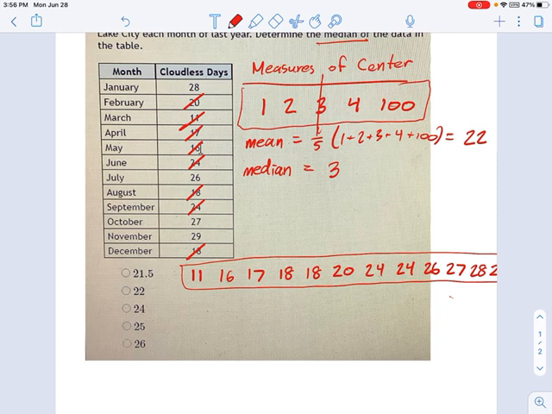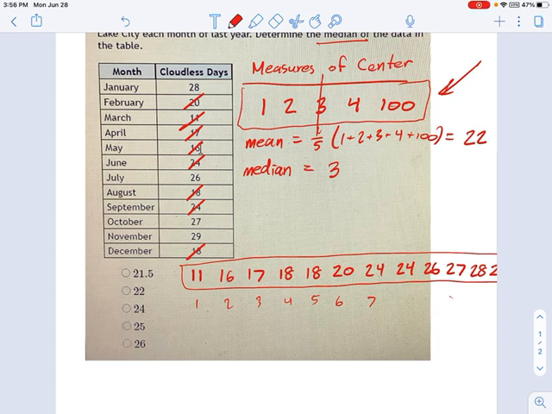Well, it's not number 6, because if you look at number 6, 1, 2, 3, 4, 5, 6, there's 5 numbers to its left, but there's 7 numbers to its right. So number 6 is not in the middle. And it's not number 7 either, because there's 5 numbers to the right of that and 6 numbers to its left. So if you have an odd number of numbers, like this 1, 2, 3, 4, 100 example back at the beginning, it's easy to see which one's in the middle, right? It's just the middle one, number 3.